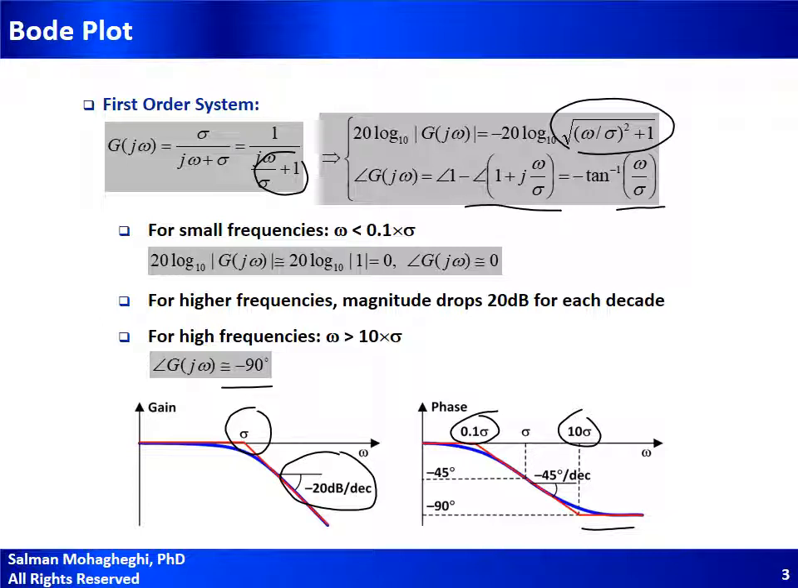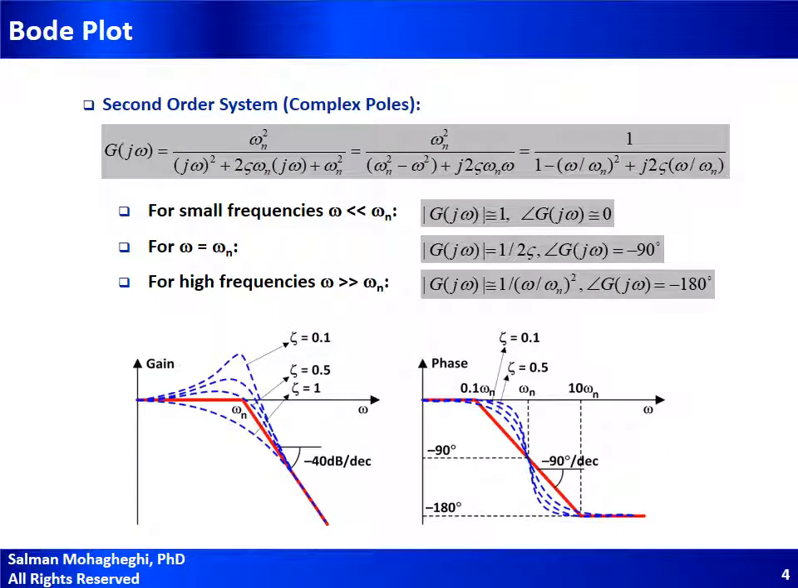which has a slope of negative 45 degrees per decade, meaning that the phase drops 45 degrees for each decade. Notice here the phase drops from 0 to negative 90. However, this happens over 2 decades when the frequency changes from 0.1 times sigma all the way to 10 times sigma. That would be 2 decades, so the phase drops by 90 degrees.